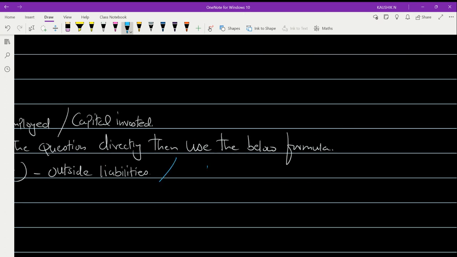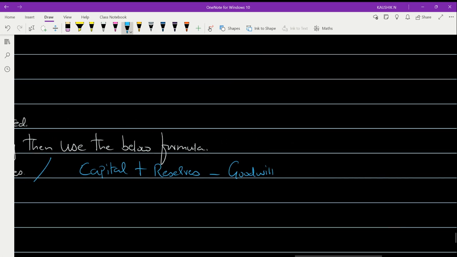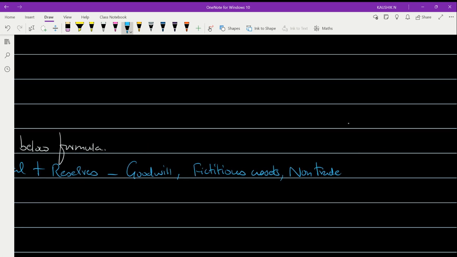Rather, you are going to use this particular formula. The formula is your capital plus the amount of reserves minus goodwill, if any, comma fictitious assets, minus, comma non-trade investments. Okay, non-trade investments.